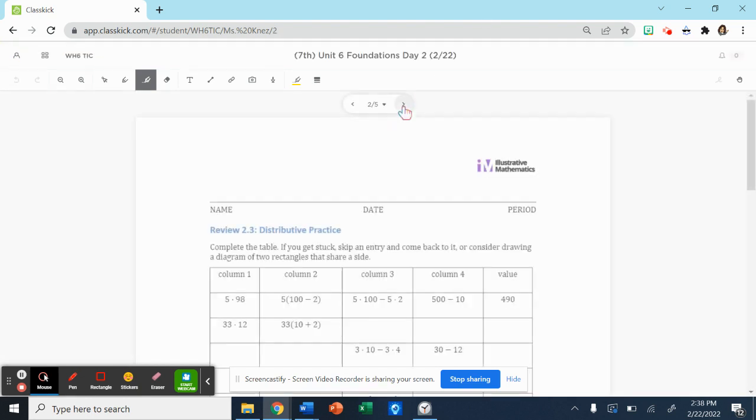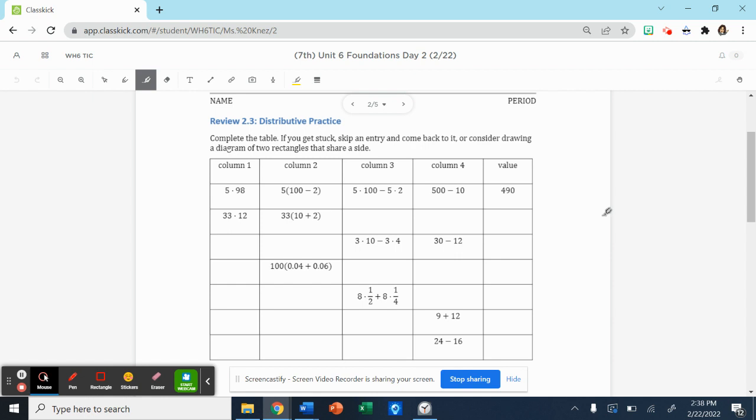On page 2 of ClassKick, which you should have open so you can follow along, you'll see a table that outlines the process of using the distributive property. Here's an example. In column 1, which is here, I have 5 times 98. In column 2, you can see that instead of 98, I have 100 minus 2. I know that since 100 minus 2 is in parentheses, I'm subtracting before I multiply, which means I'm multiplying 5 times 98, because I would subtract 100 minus 2 first.